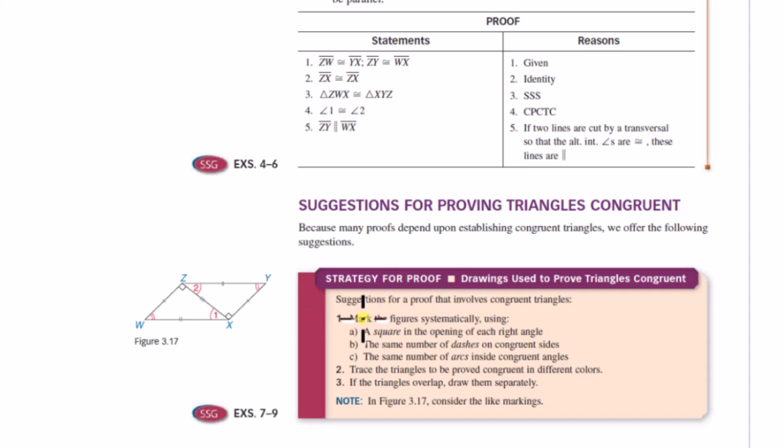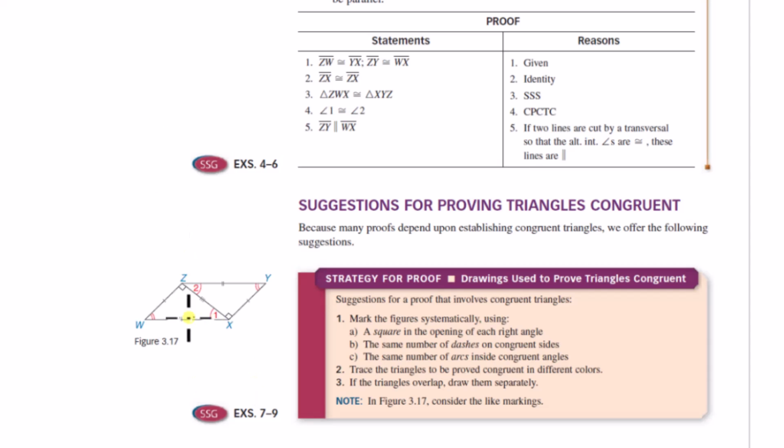So, suggestions for a proof that involves congruent triangles. Mark the figures systematically using a square in the opening of each right angle. We did that. The same number of dashes on congruent sides. We did that. The same number of arcs inside congruent angles. We did that. Trace the triangles to be proved congruent in different colors. That's a good idea. We didn't do that.